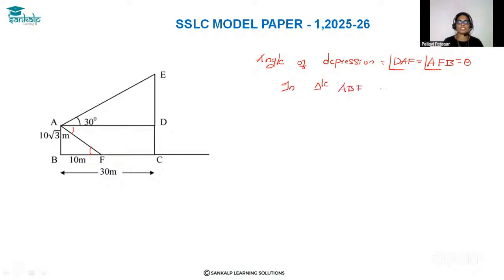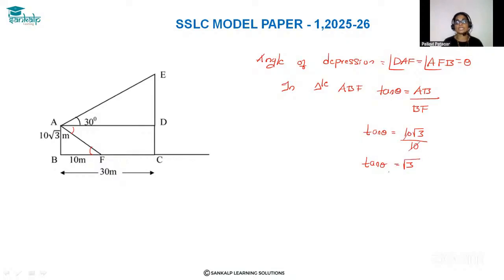In triangle ABF, so tan theta is equal to AB divided by BF, that is opposite side divided by adjacent side. So here tan theta is equal to, here AB is 10 root 3 meter divided by BF is 10. So tan theta is equal to 10 cancels. This is equal to root 3.